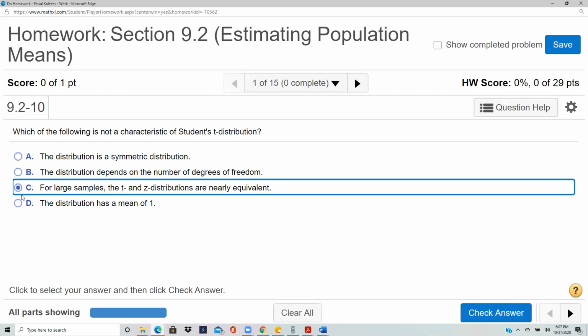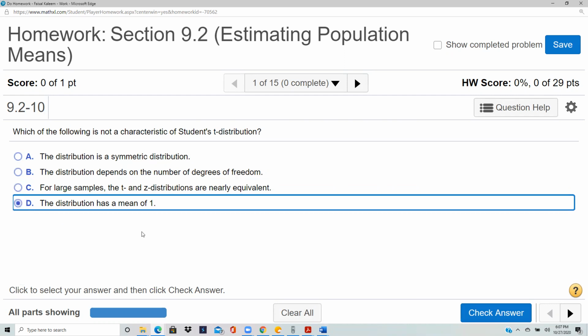That's the remark I made, that as the sample size approaches infinity, it becomes exactly like the normal curve. The distribution has a mean of 1. No, it can have any mean, just like the normal distribution. So C is a characteristic. Yeah, they are equivalent. We're looking for the one that is not a characteristic. So that's the one that's not a characteristic. It doesn't have to have a mean of 1. It can have any mean.